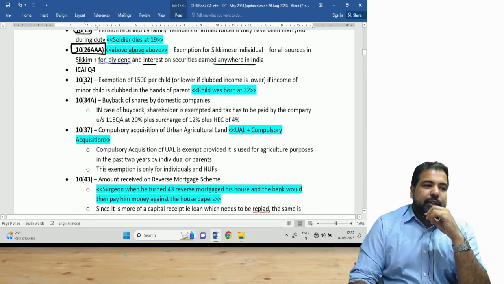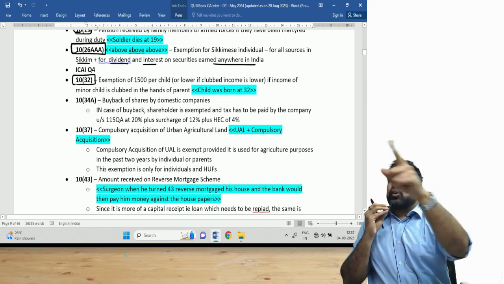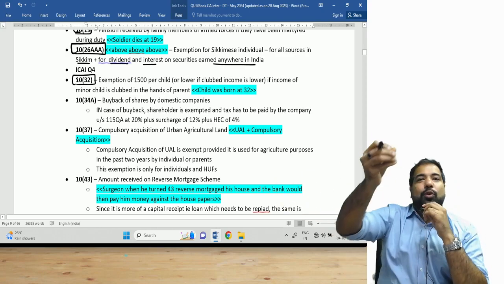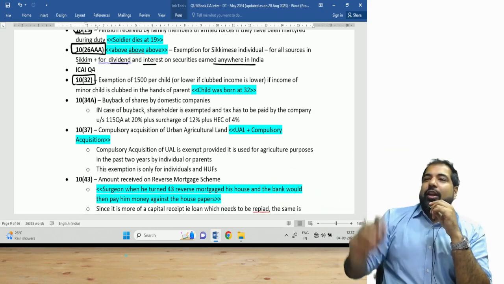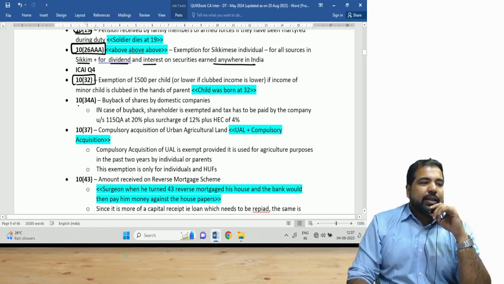Next, 10(32). People should have children for the sake of having children, not for tax benefit. Because what is the only tax benefit? 1500 per child whose income is clubbed. Only 1500 you will get.